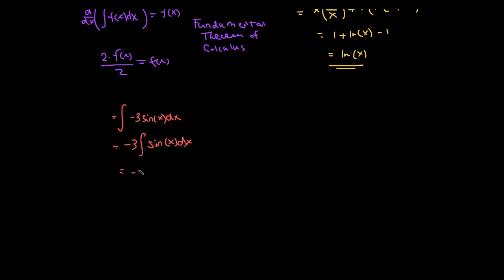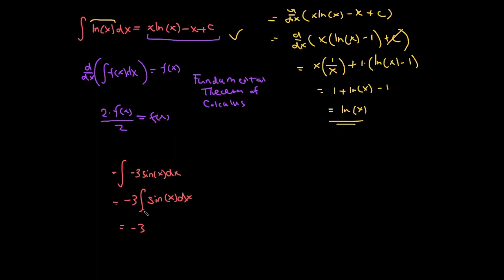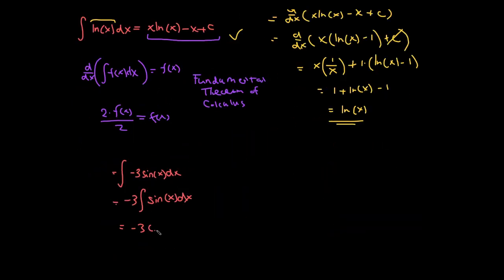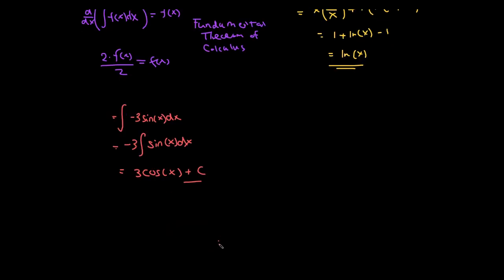And that's going to be negative 3, copy that. And then sine of x dx, we can just look that up. Sine of x dx, that's negative cosine of x. Negative, or actually that 3 now becomes positive. 3 cosine of x, and I have to add on the c. Never forget that. Alright, so that's a pretty basic example.